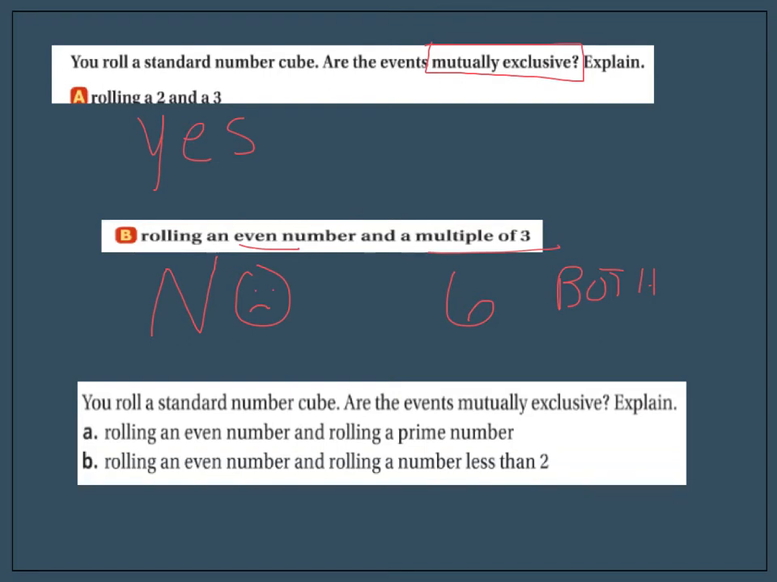So right now I want you to pause the video and see if you can do A and B by yourself. Remember, this is asking, is the probability 0? That's mutually exclusive. So A would be no, it's not mutually exclusive because if I roll a 2, that's both even and prime. B would be yes, it's mutually exclusive because there is no even number that is less than 2, because the probability would be 0.